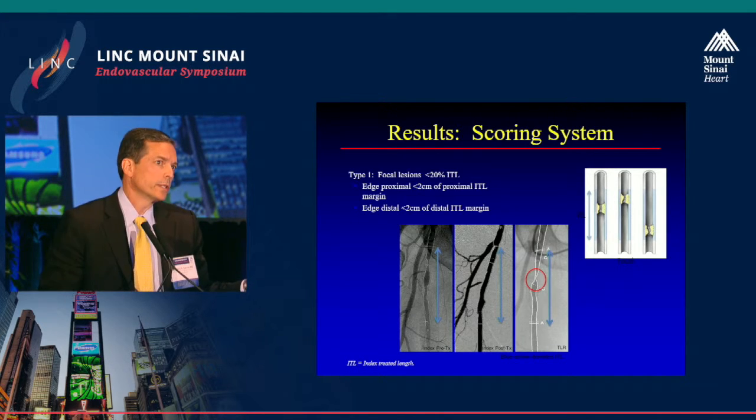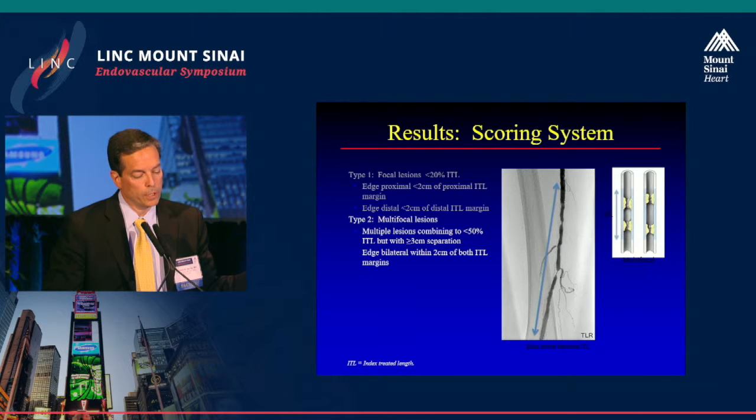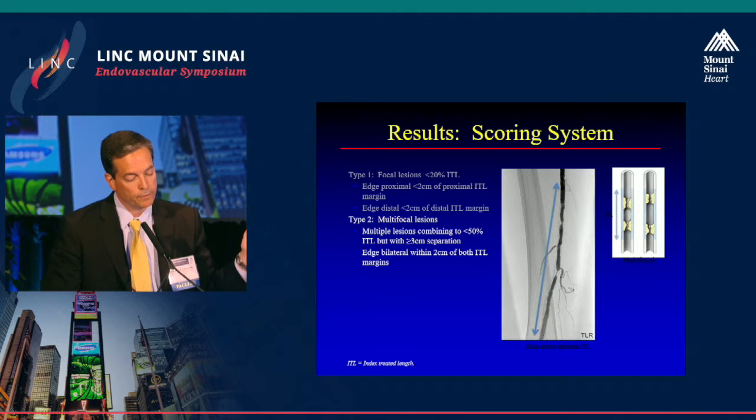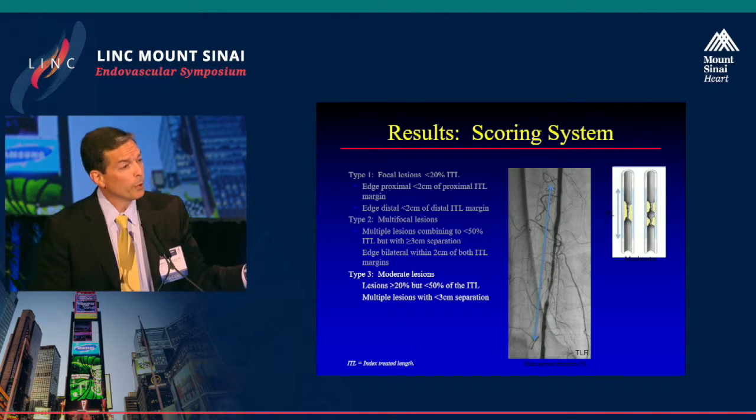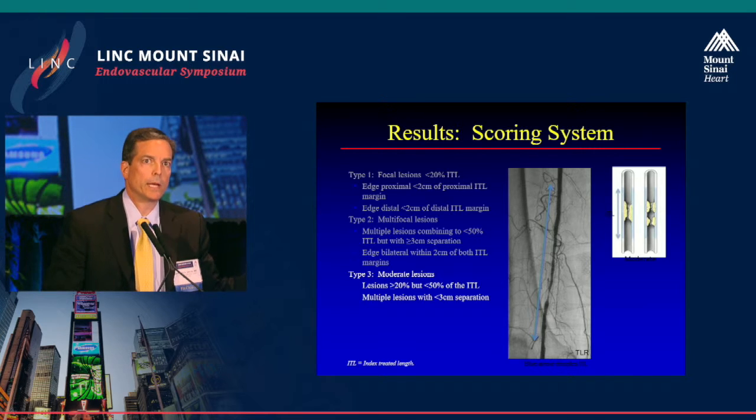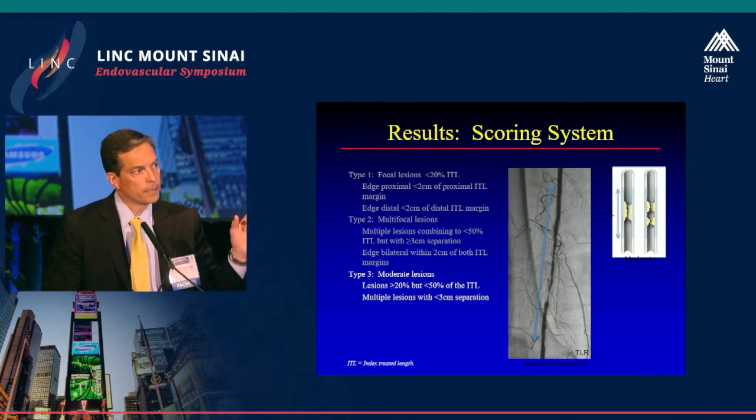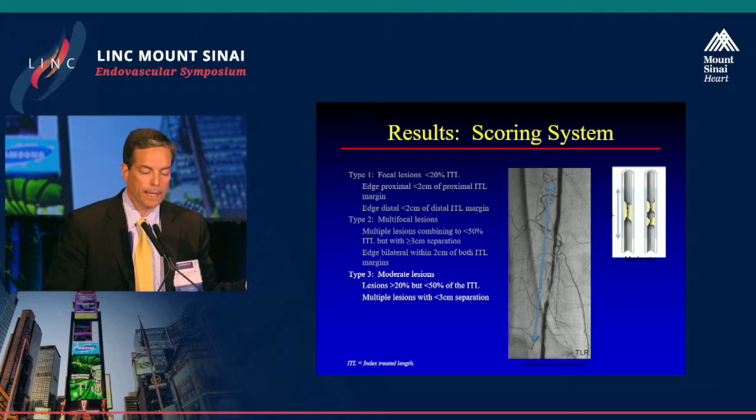So what we came up with was a scoring system that's 5 points. First would be focal, less than 20% of the intended treatment length, either at the proximal edges or within the stent itself, and this is an example of that. Or we go with multifocal lesions, multi-level disease that is less than 50% of the ITL, but with 3 centimeters or greater separation between the lesions, and this would be an example of a multifocal lesion. Or we went with moderate lesions, which are around 50% or less, but regardless of separation, generally less than 3 centimeters, things that encroached upon each other, and this would be an example of that.